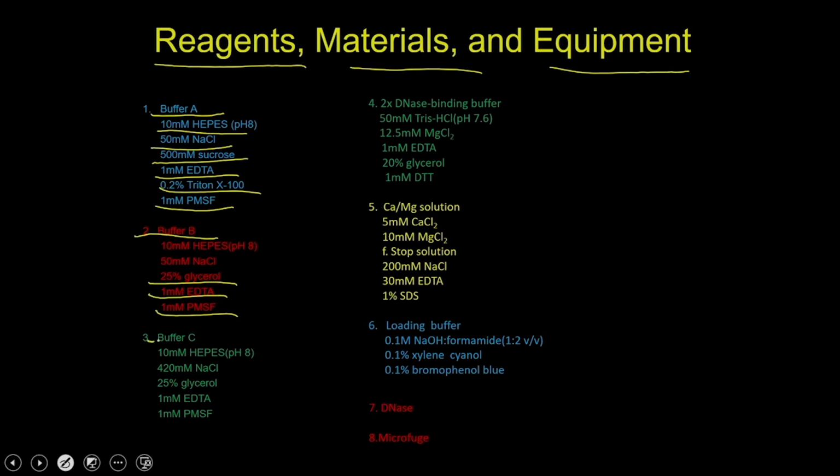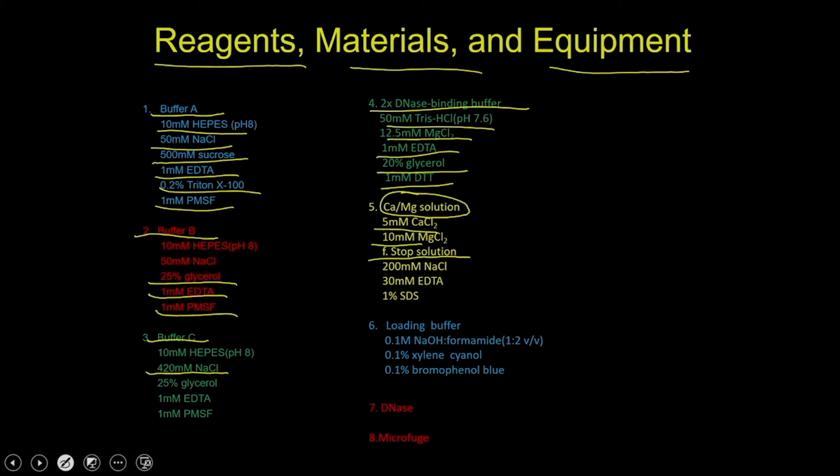Then you require buffer C, which is the same except that it has a very high concentration of NaCl, and then you require the DNase binding buffer. That contains DTT, glycerol, EDTA, MgCl2 and Tris-HCl pH 7.6. Then you require the calcium and magnesium solutions, which is 5 millimolar calcium and 10 millimolar magnesium chloride. Then you require the stop solution, which is 200 millimolar NaCl, 30 millimolar EDTA and 1% SDS.